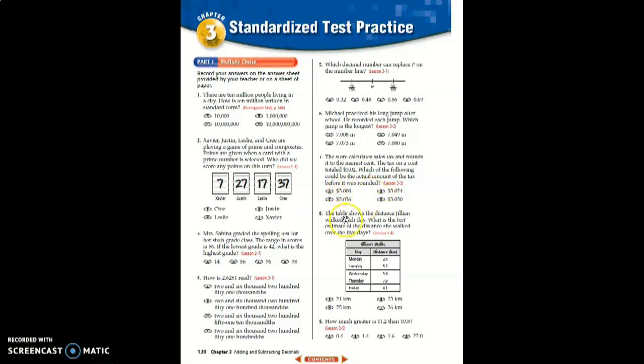8. The table shows the distance Jillian walked each day. What is the best estimation of the distance she walked over the 5 days? 9. How much greater is 11.2 than 10.8?